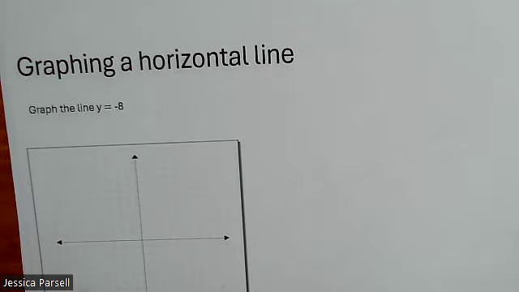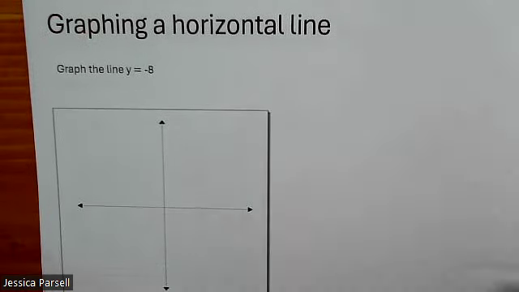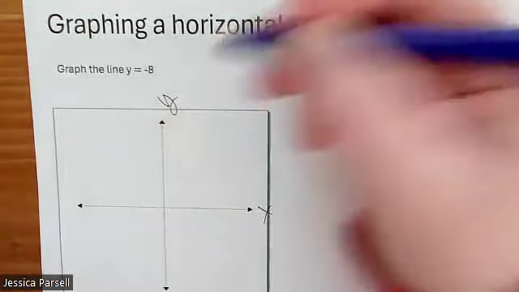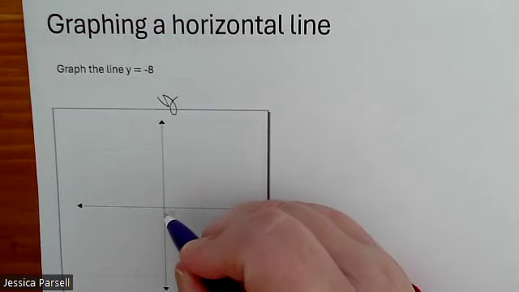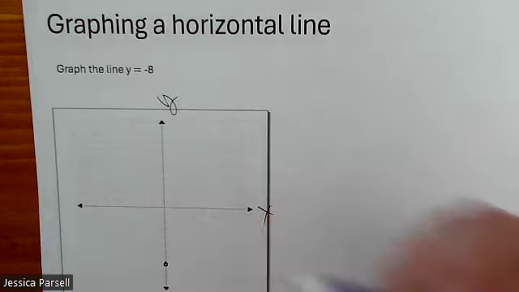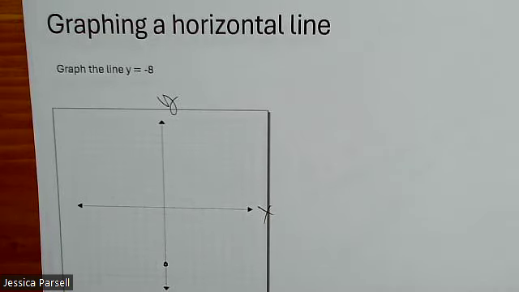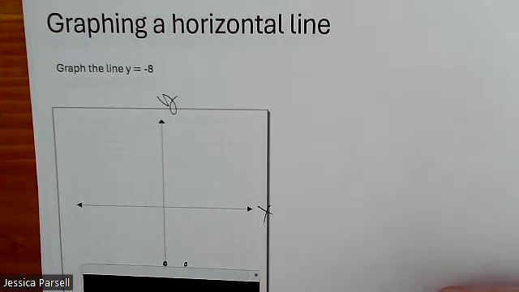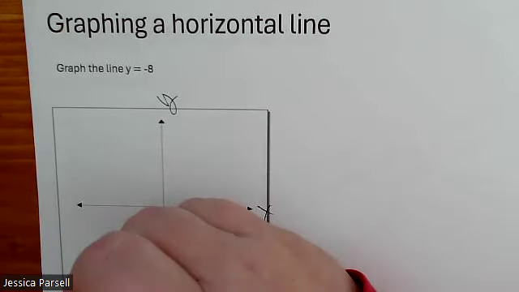Let's try another horizontal line. I cross y at -8. Well, here's x, here's y. So we're going to come down 1, 2, 3, 4, 5, 6, 7, 8. That's y equals -8, but we have to make a line that goes through it. So just pick another random point and draw yourself a horizontal line.